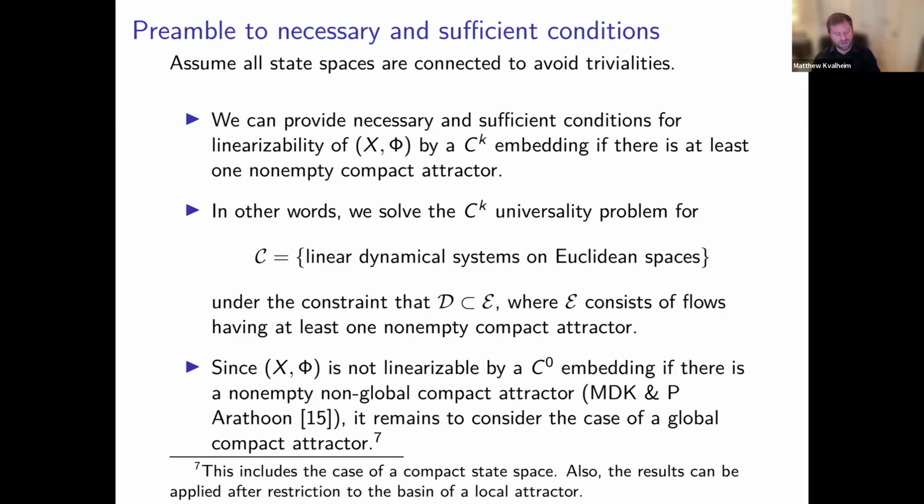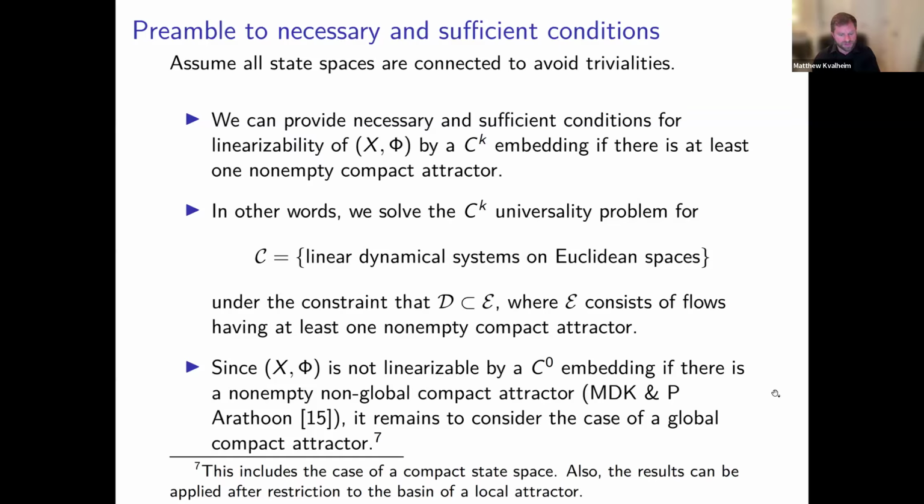So in other words, I'll describe a solution to the CK universality problem, where C is linear dynamical systems on Euclidean spaces. But under the additional constraint that D, so I'm looking for all the flows D that embed in linear flows, I'm going to constrain it to belong to some class E, where E is all flows having at least one non-empty compact attractor. So under this constraint, we can solve the problem.